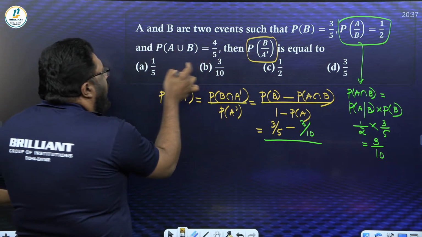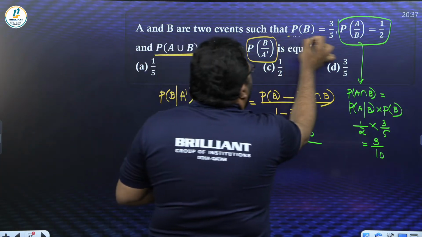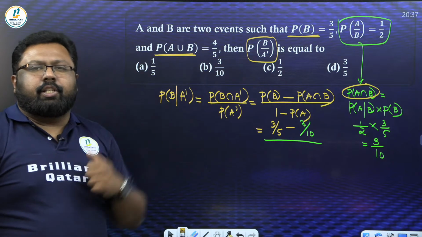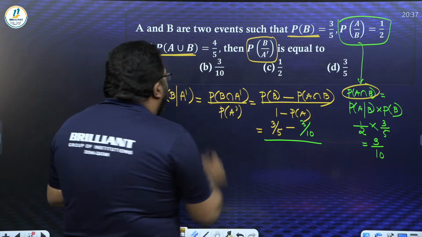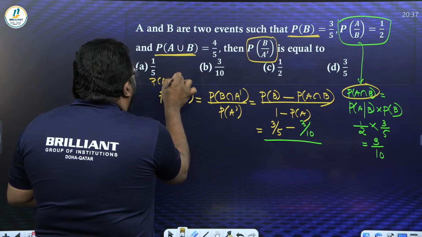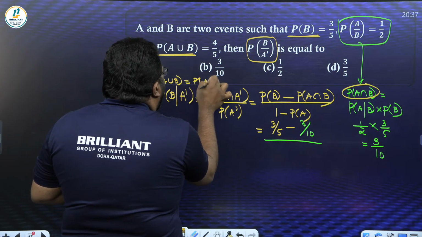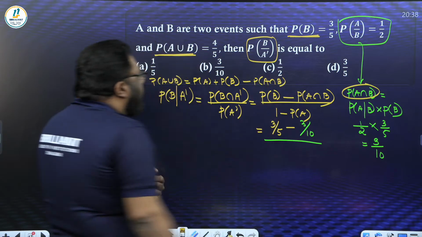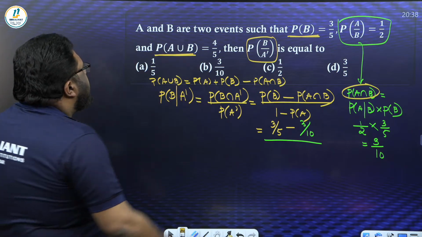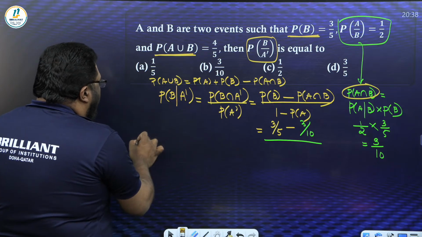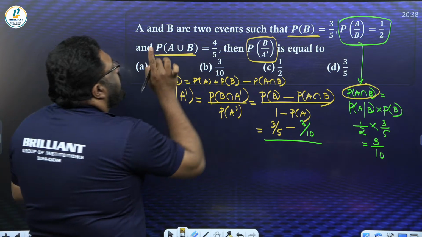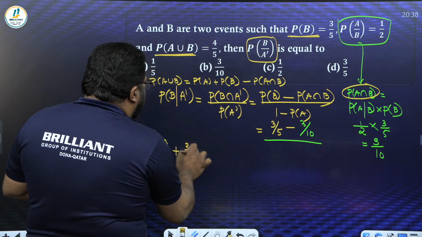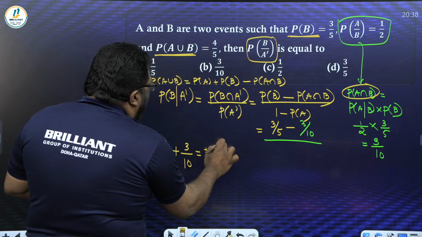How do I get P of A when I have A union B, I have B, and I have A intersection B also? Again go to the addition theorem, my dears. What is the addition theorem once again? Addition theorem says P of A union B is equal to P of A plus P of B minus P of A intersection B. From this I have to get P of A. Substitute A union B as 4 by 5, minus substitute B as 3 by 5, and substitute A intersection B as 3 by 10, which will give you P of A.